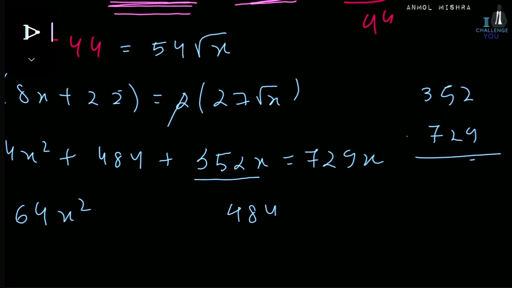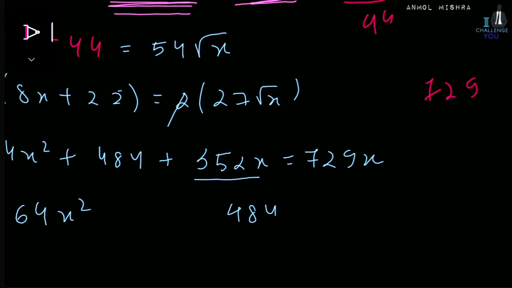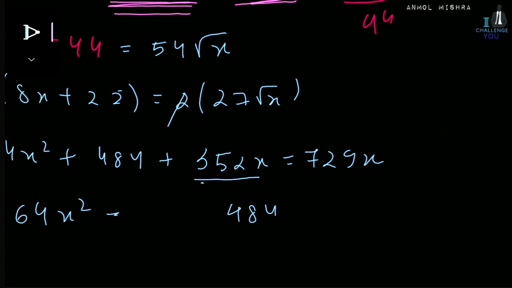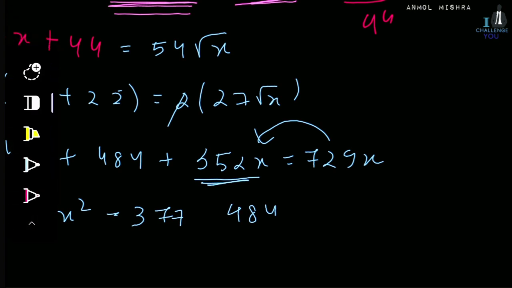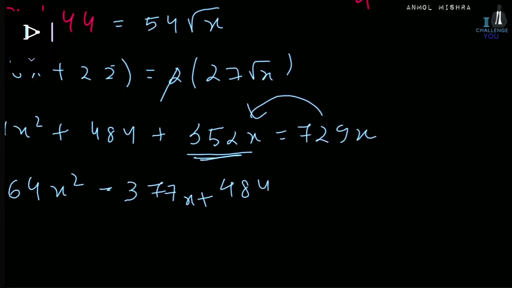We will subtract these. The bigger term is 729 and the smaller is 352, so the subtraction of both is 377. Because the bigger term is with the minus sign, it becomes minus 377x, plus 484, and that is equal to 0.